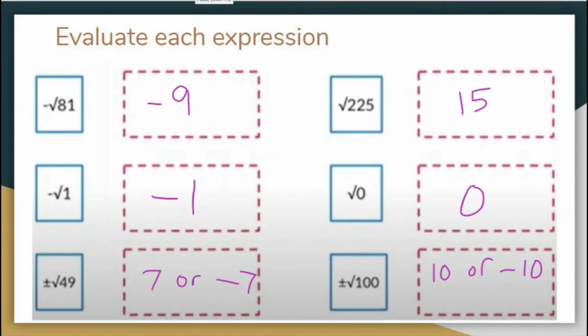All right, so that's perfect squares and square roots in a nutshell. If you ever have any questions, please feel free to ask your teacher.